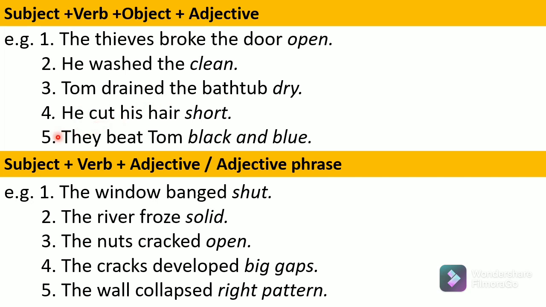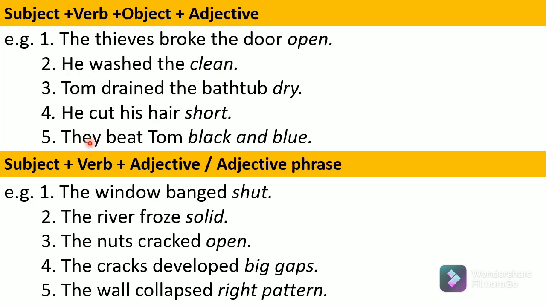Now the next example is they beat Tom black and blue. Here, like the earlier examples, we have two different kinds of words. Beat is the main verb, and black and blue are adjectives, and black and blue are the end result of the beating. Correct? Yes. The subject did not have to make it black and blue separately, but it is the end result of the action word beat. Hope you understood. So this is a very important structure.